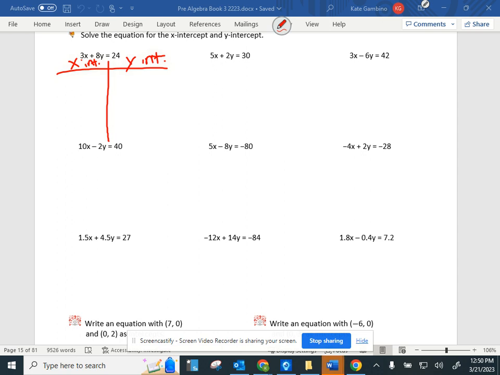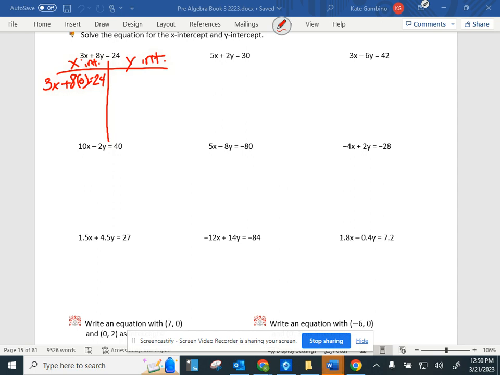So if we're going to solve it for the x-intercept, what variable can I change to a number? Emmeline? Well, I'm solving for x. So what do I need to change? You want to try again? Michael? The y is going to be what? 0. I'm going to put a 0 in for the y. Because to find the x-intercept, we know that y is 0. So I'm going to rewrite my equation. I'm going to say 3x plus 8 times 0 equals 24.